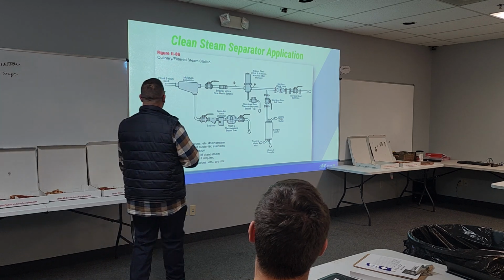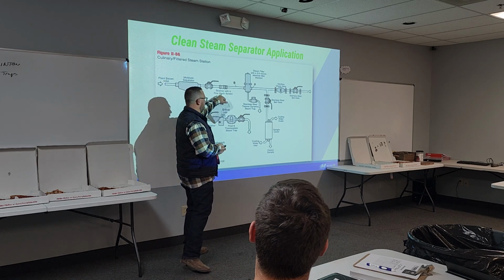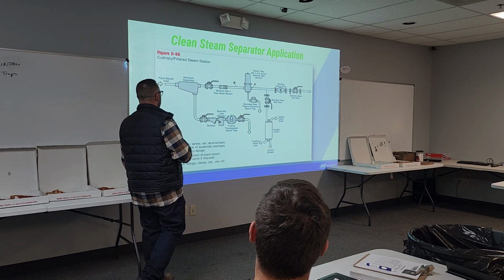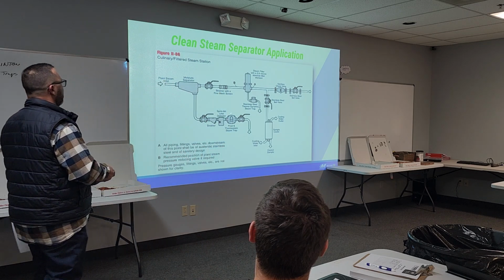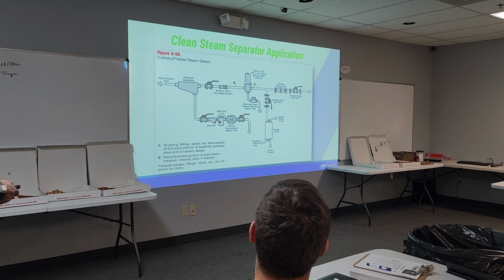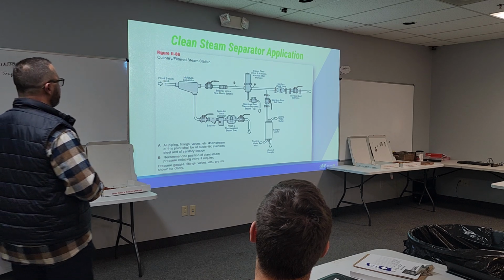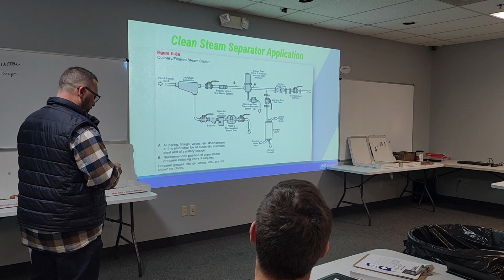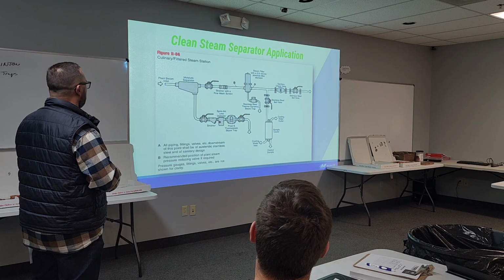Again, we've got a separator, we've got a strainer on its side, and we've got a little F&T trap off of this. We've got a little TD trap off of this filter, a clean steam filter. That's a good looking clean steam hookup right there.